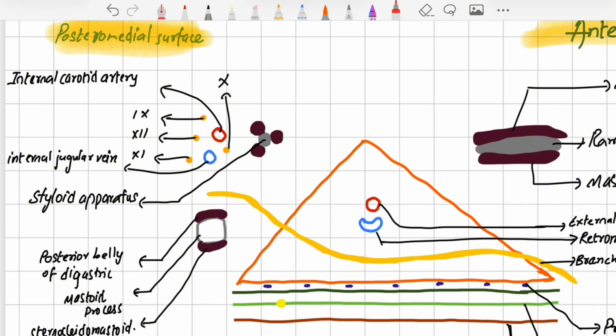Now we have the cranial nerves and the vessels. Adjacently placed to the styloid process, first we have the 10th cranial nerve. Remember, styloid process, adjacently we have the 10th cranial nerve. Again we have the internal carotid artery and the internal jugular vein. Then adjacently placed, we have the ninth, the 12th, as well as the 11th cranial nerves. Okay, remember the sequence.